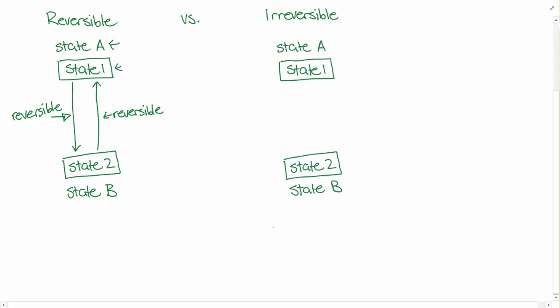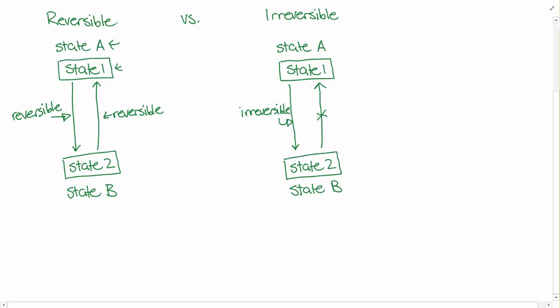Now let's consider an irreversible process. If we take our system in state 1 and the surroundings are in state A and we do some irreversible process that gets our system to state 2 and our surroundings to state B, if this is done irreversibly, then we can't go back to state 1 and state A simultaneously.